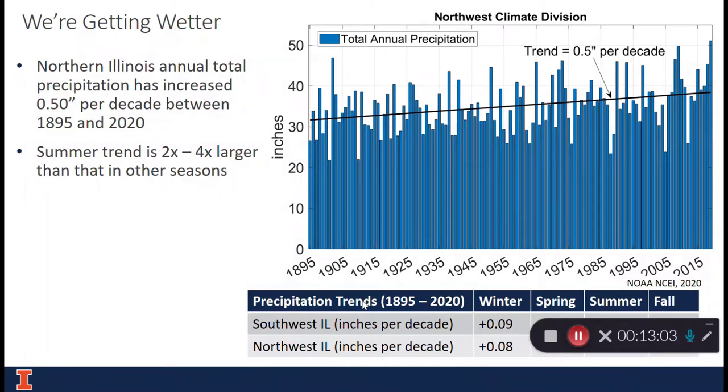So overall, we're wetter. Now, when we break this down seasonally, in both northern and southern Illinois, what we see is that the summer trend in precipitation, the increase in summer precipitation, is 2 to 4 times larger than that in other seasons. So all seasons are getting wetter, winter, spring, summer, and fall, but the change in summer precipitation is much larger than all of the others.